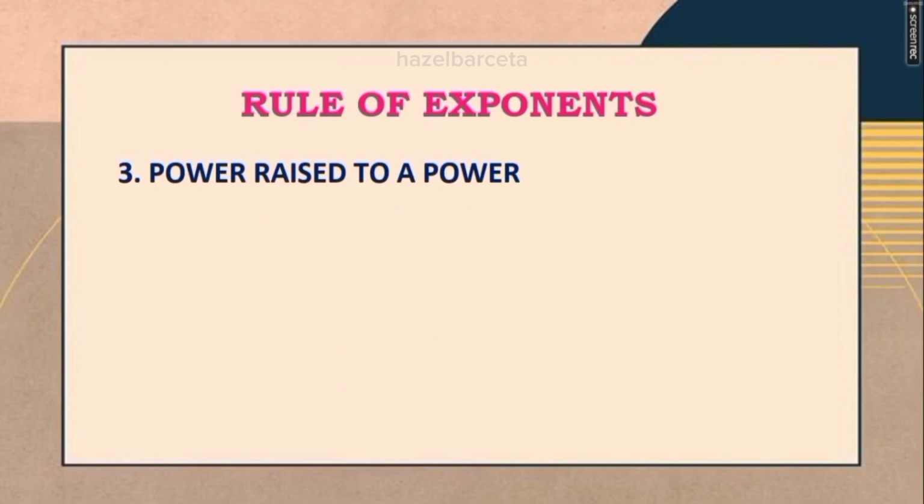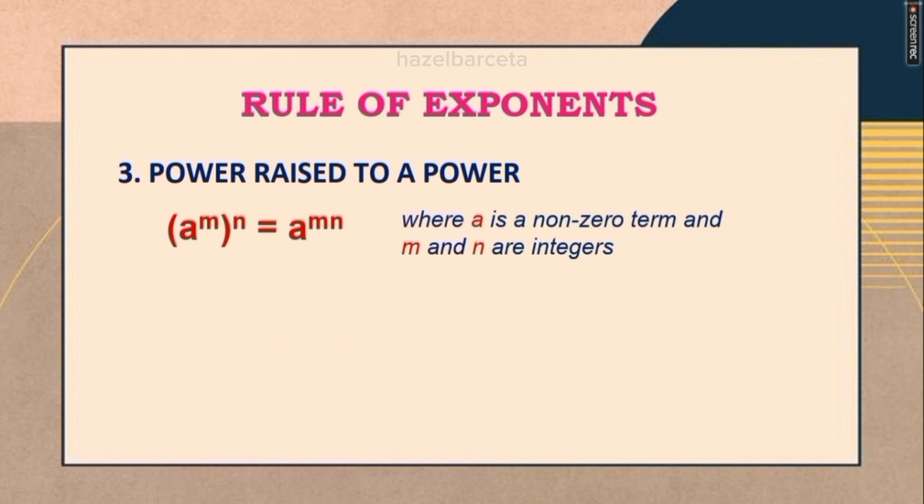Number 3, power raised to a power. A raised to M, raised to N. Therefore, it is equal to A raised to M times N. The parenthesis means multiplication, where A is a non-zero term and M and N are integers. So kapag integers, we have the positive and the negative. Therefore, applicable din po ito sa negative na exponent.